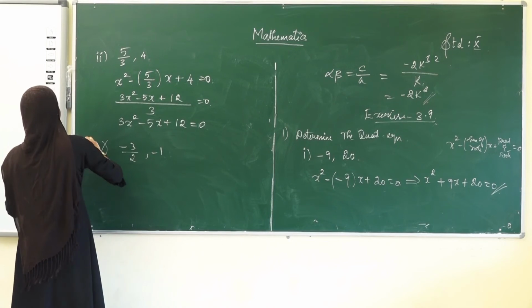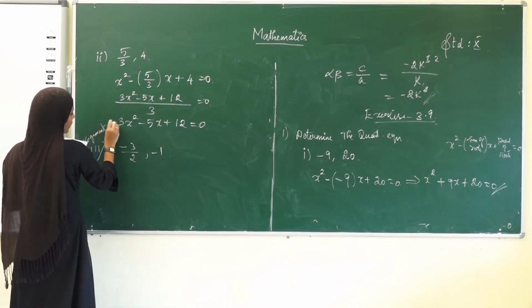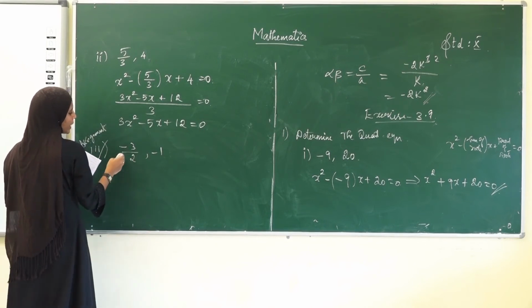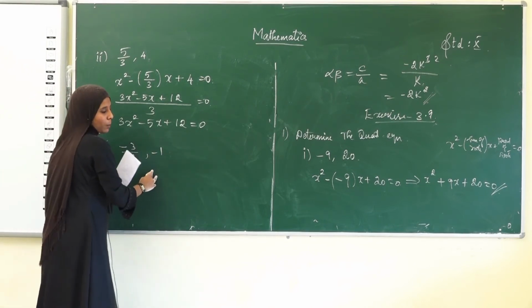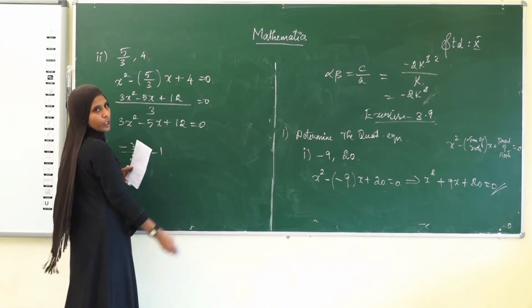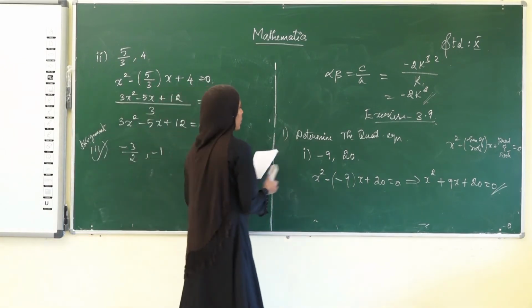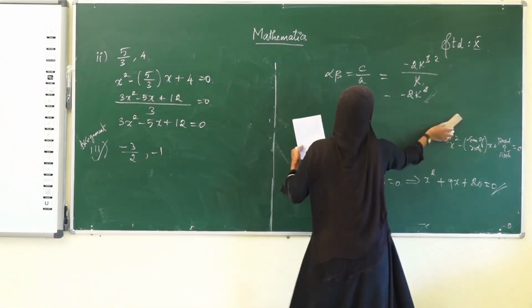This will be an assignment for you. The same as this, what you have to do: x squared minus of minus 3 by 2 x plus product of the root. Here the product of the root itself they have given as minus 1, equal to 0, and then form the equation. Okay, moving on to the fourth subdivision.